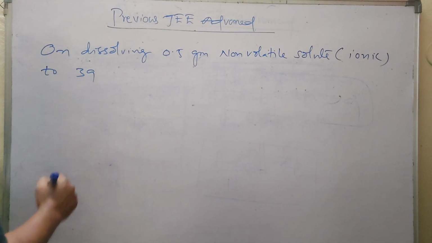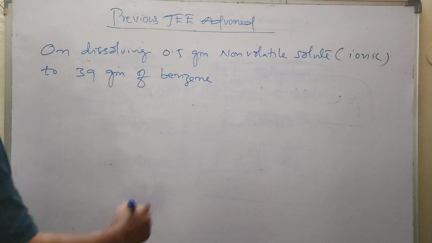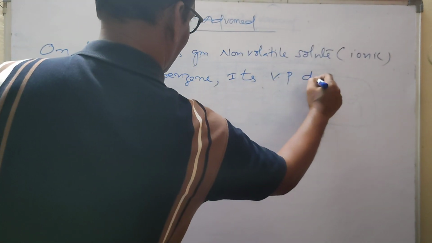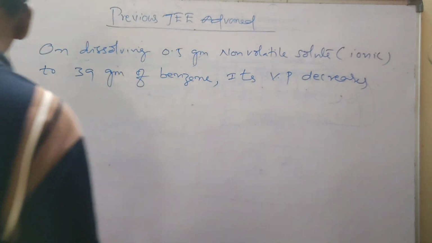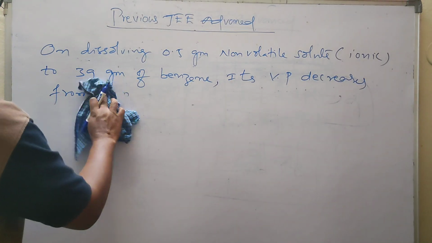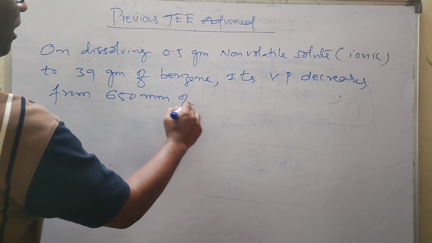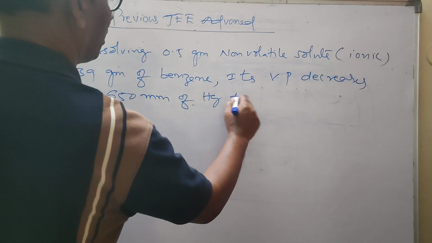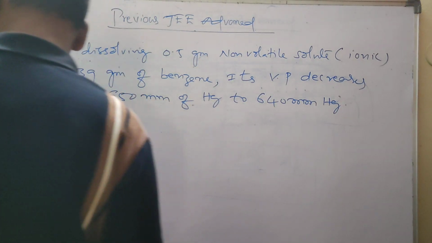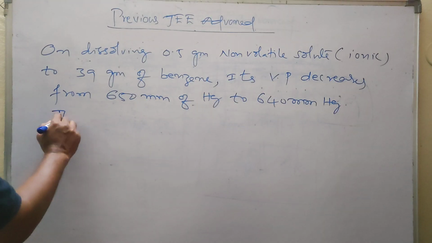to 39 grams of benzene, its vapor pressure decreases from 650 mm of mercury to 640 mm of mercury.